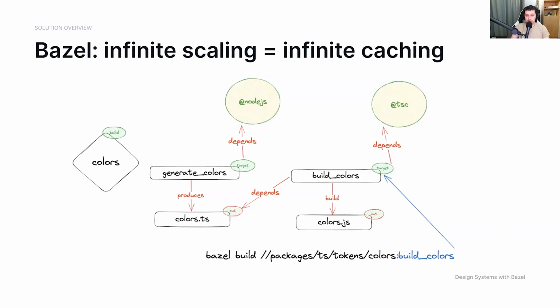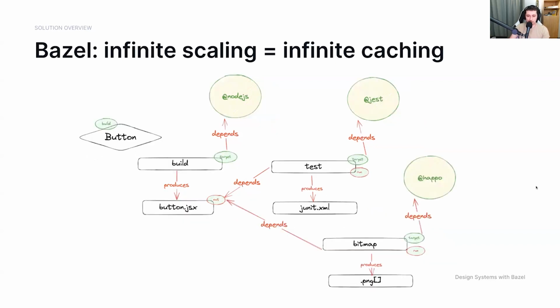Okay, how caching works. Essentially, each of the red lines here becomes a cache target. For example, if we change our TypeScript toolchain, then we do not need to rerun our generate tokens target to get the file itself. We only need to run build callers, since we updated our TypeScript, it might produce another version of the JavaScript file. So each of these steps becomes a cache target.